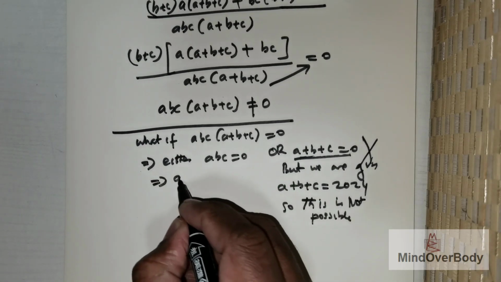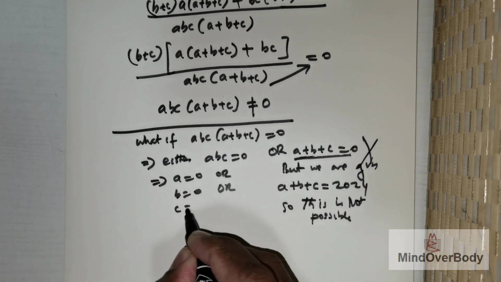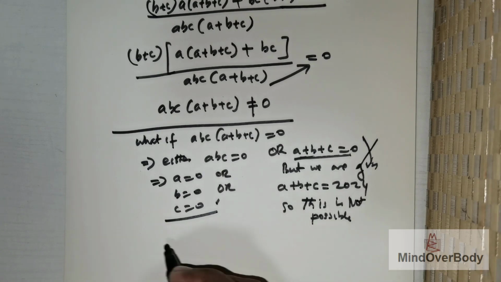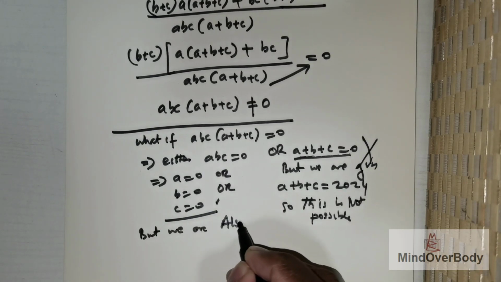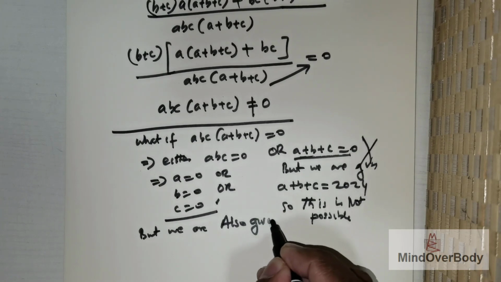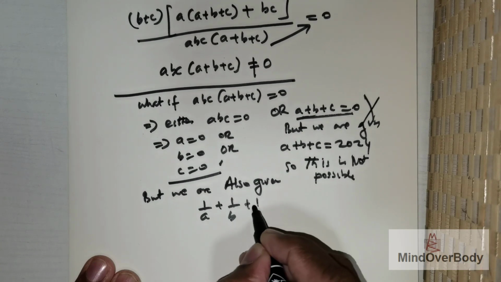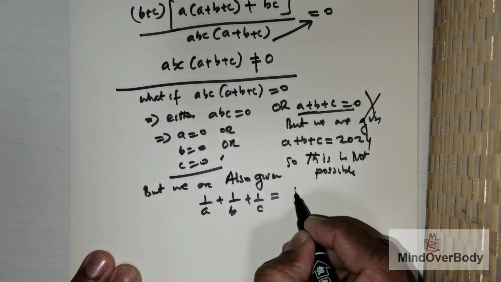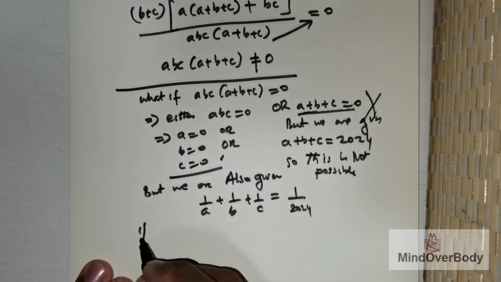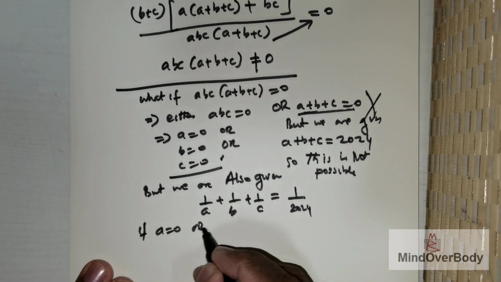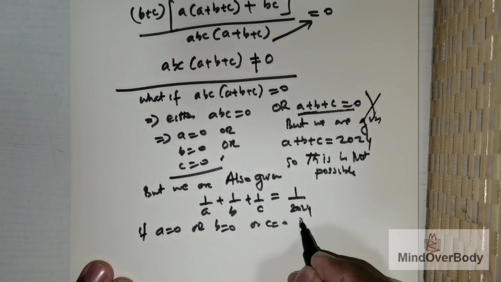Now what if abc is equal to 0? This would mean either a = 0 or b = 0 or c = 0. But we are also given that 1/a + 1/b + 1/c = 1/2024. Now if a = 0 or b = 0 or c = 0, the above term will become undefined.